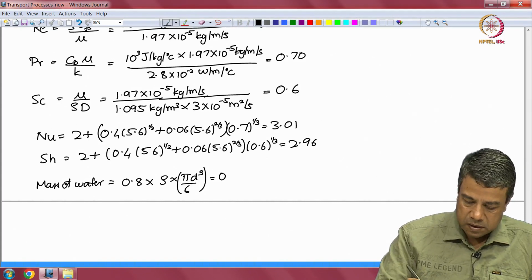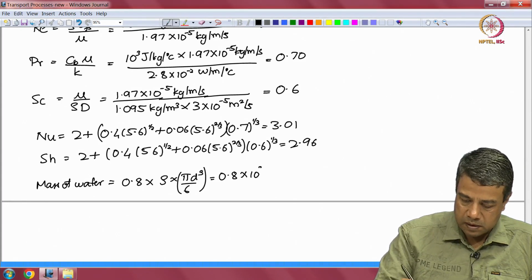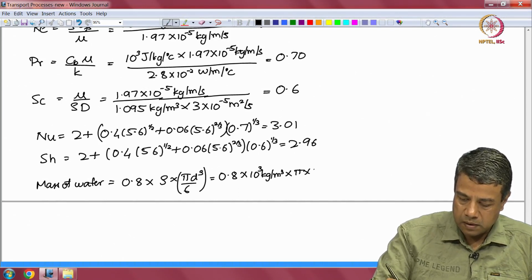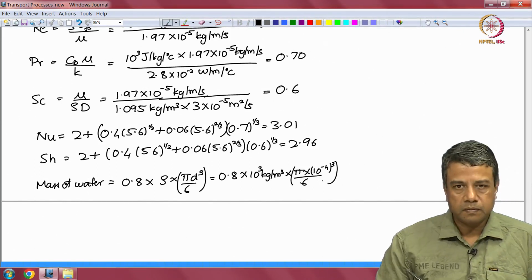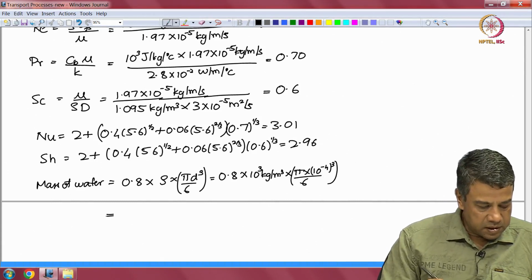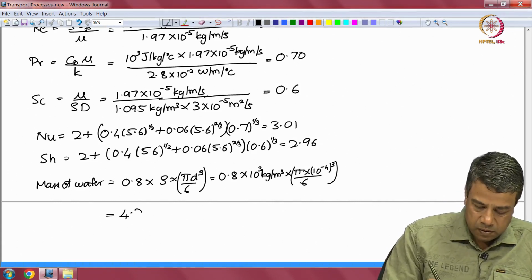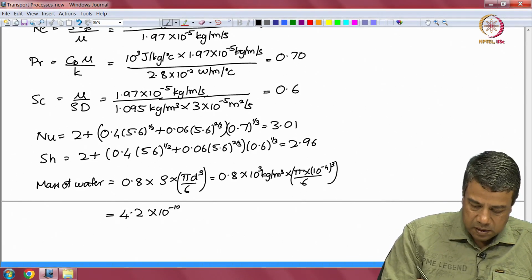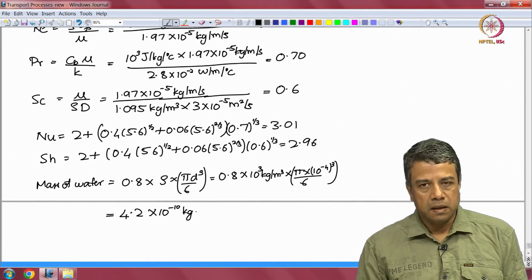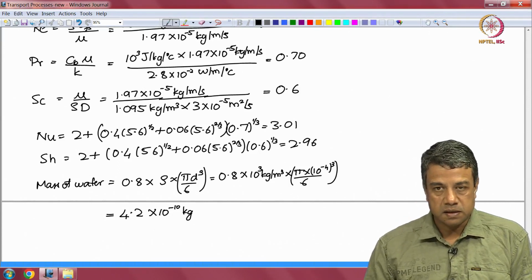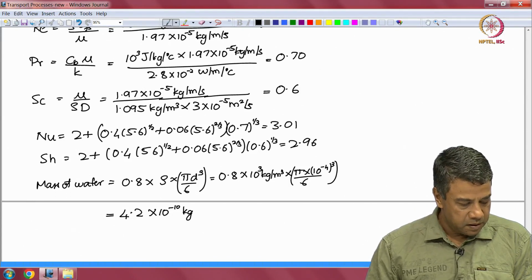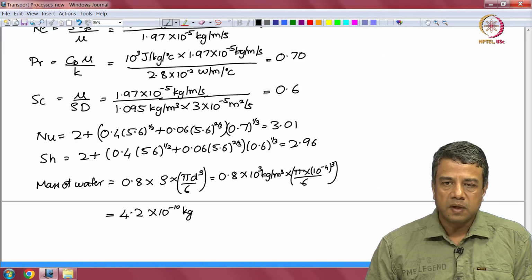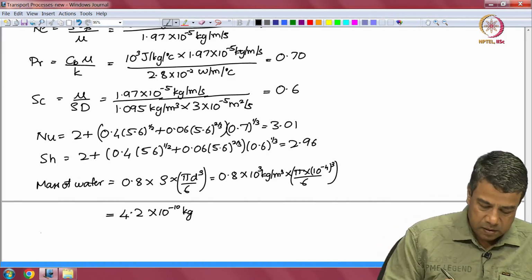It is equal to 0.8 into 10 power 3 kg per meter cubed into pi into 10 power minus 4 cubed by 6. And you can work out this calculation. It comes to about 4.2 into 10 power minus 10 kg. That is the mass of water that has to be evaporated. What is the mass transport rate?